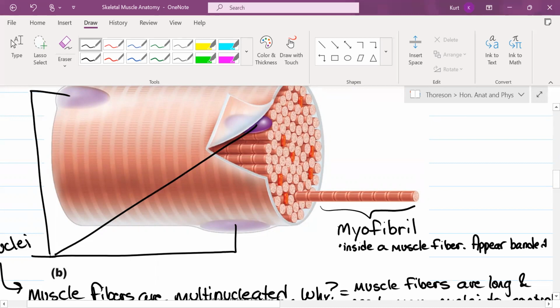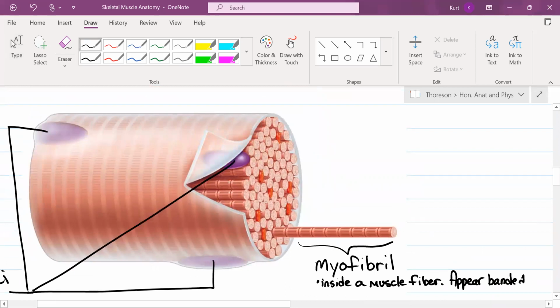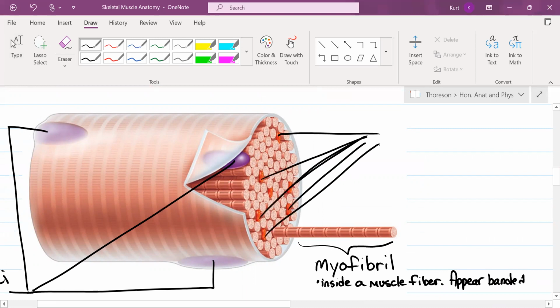They appear banded or striated, multiple, like a repeating stripy pattern. Now, the next thing I think is kind of neat because this is a little flash of the past. Each one of these little organelles, these are the powerhouse of the cell. What are these? Why would muscle need so many mitochondria?